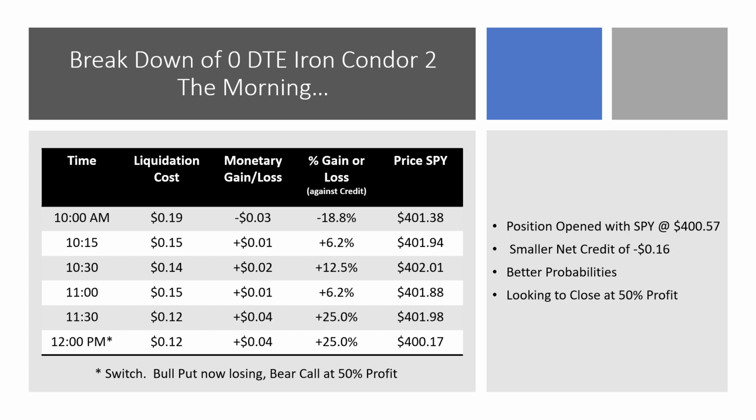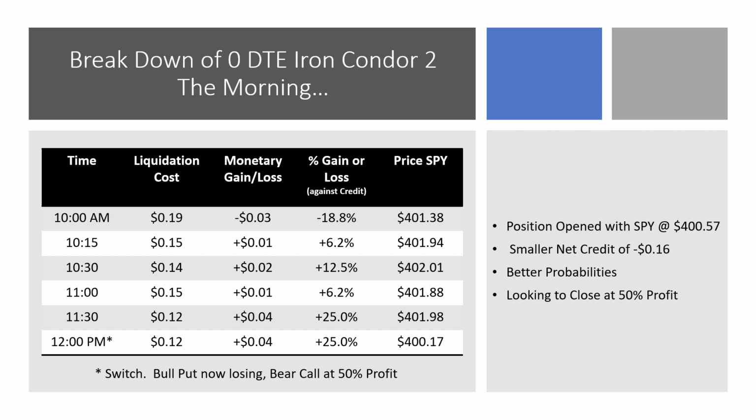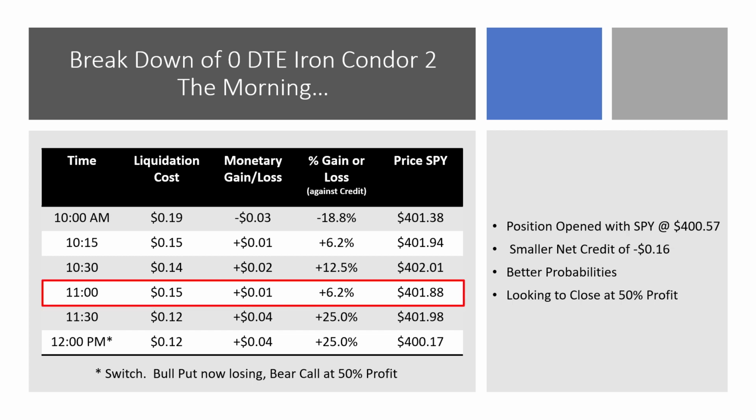SPY was trading almost at 402, at 401.94. 15 minutes later, about 10:30 a.m. Eastern Time, debit to close is 14 cents, 2-cent profit, or 12.5% against the net credit. SPY is at 402.01. At 11 a.m., another 15 cents debit to close the position, profit of 1 cent, 6.2%. SPY is at 401.88. We're staying right in this 401 to 402 range, right around 402.